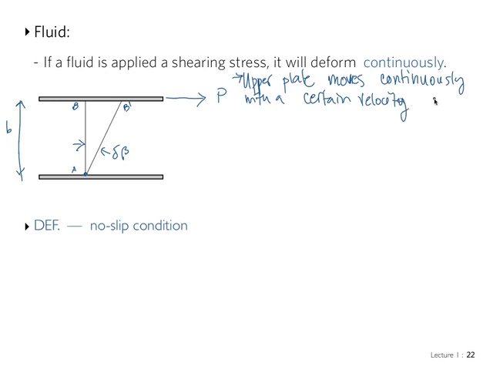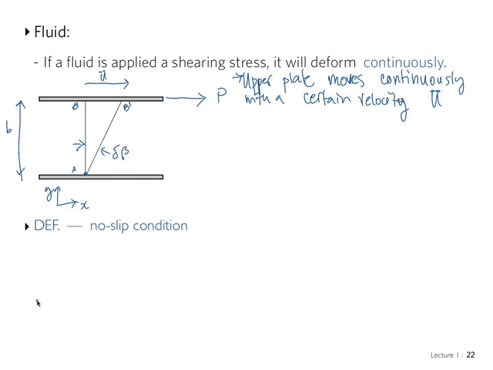Let's call it capital U. And so we have a certain velocity here, capital U, for the upper plate. And let's call these Y and X our axis. And in this situation, because the material between the two plates is a fluid, it will move continuously. The upper plate moves at a velocity U.